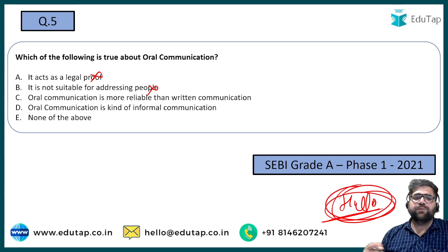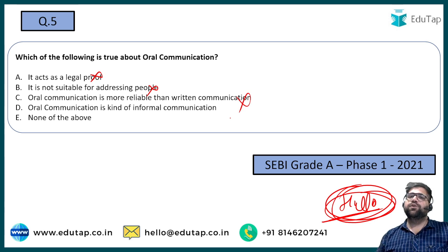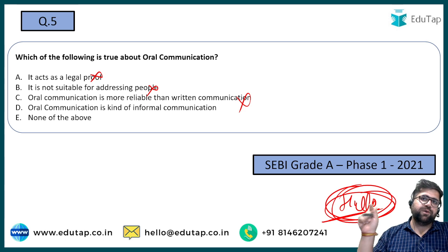"Oral communication is more reliable than written communication." Again, it's false. Written communication is more reliable. Why? Because each and everything will go into written form and you will have that particular document for a long period of time.